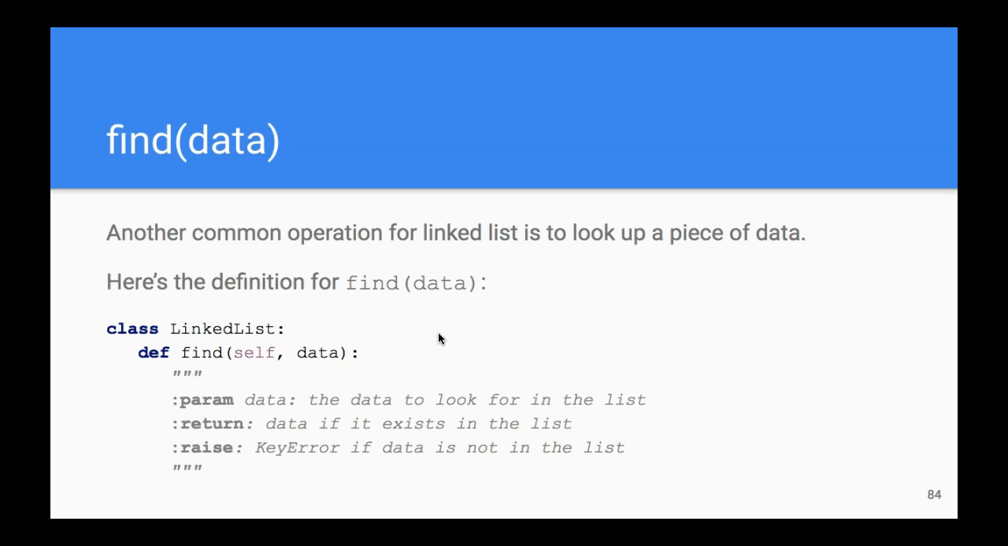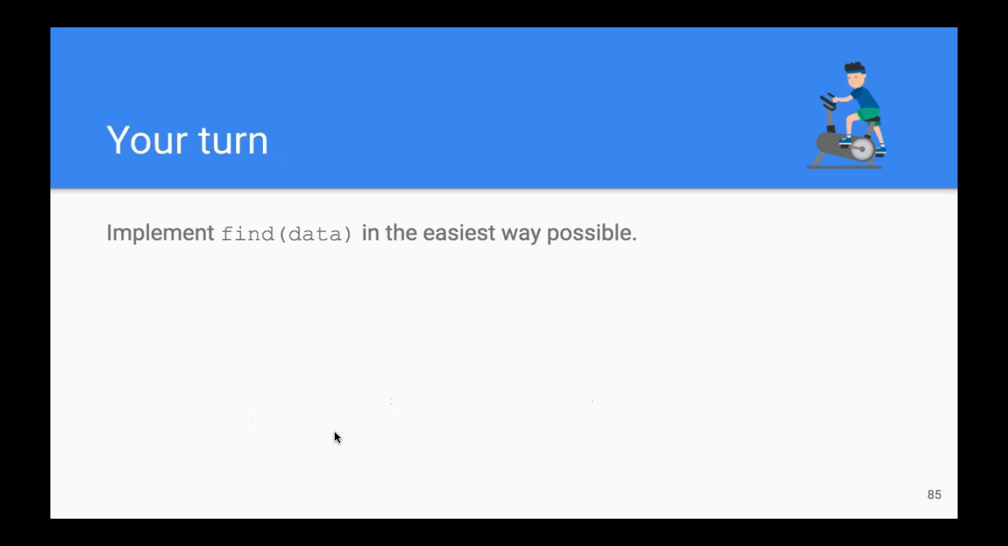So for the find method, basically we have find, and then the parameter will be the data that we're looking for. What it returns is that if the data exists in the list, it should just return the data itself. Otherwise, if the data is not in the list, there are multiple ways of doing this. Sometimes people like to return none, but what we'll do in our version is that it will actually raise a key error to indicate that the data is not in the list. Okay, and this really should be fairly straightforward given what we have already written.